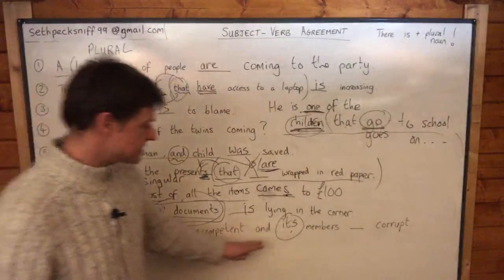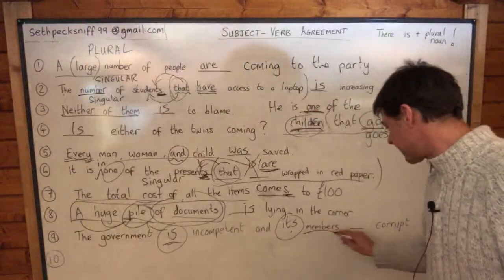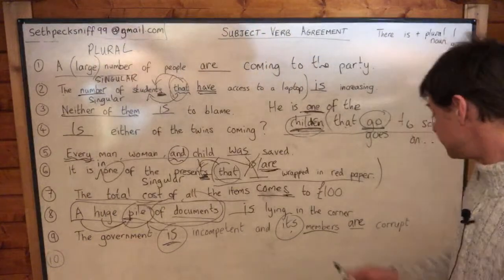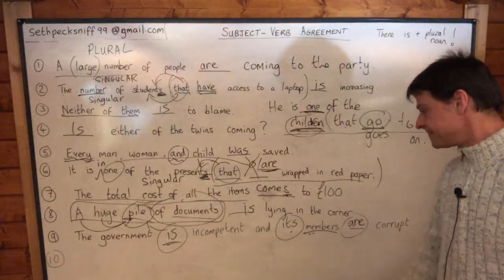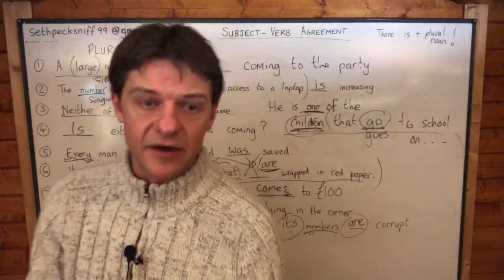So the government is incompetent and its members. Okay, now the members are the subject of this verb. So this is members are corrupt, because it's members that are the subject of this verb. It's not the government. Okay, so I hope I've made that a little bit clearer, but I do go into this in much greater detail in this book.